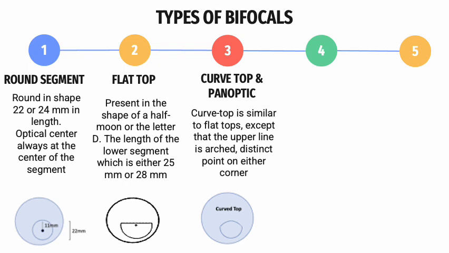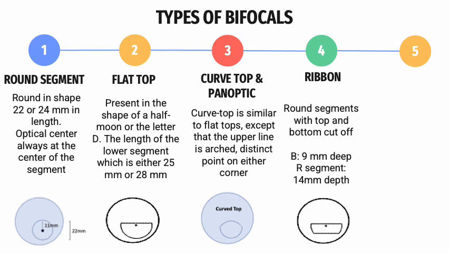The third type is the curved top and panoptic. Curved top is similar to flat top, except that the upper line is arched, with a distinct point at the corner. The top of the panoptic segment is curved as well, but the corners are more rounded. The other type of bifocal is the ribbon segment. It is a round segment with the top and bottom cut off. It has a bottom area of 9 mm deep and a round segment of 14 mm depth.